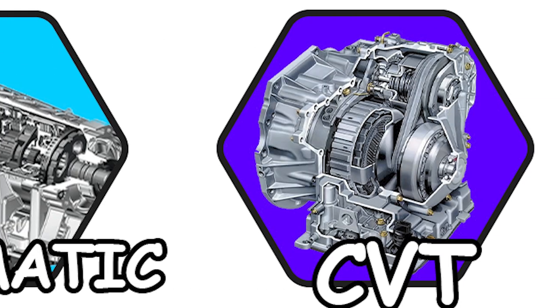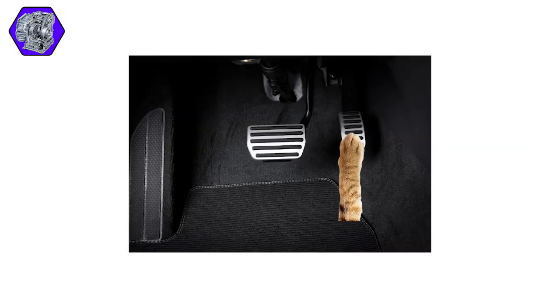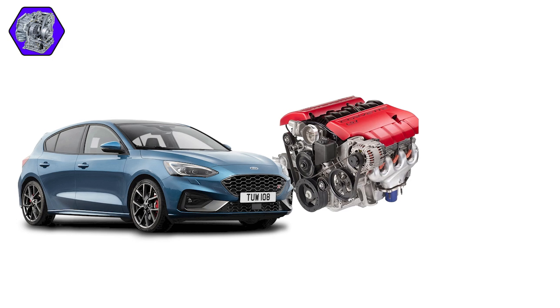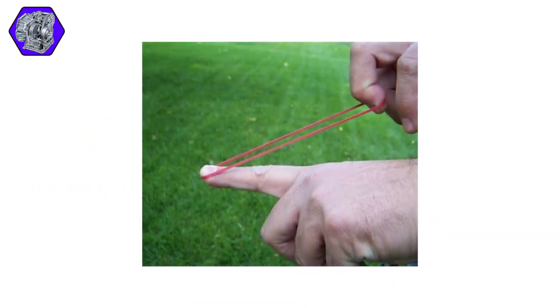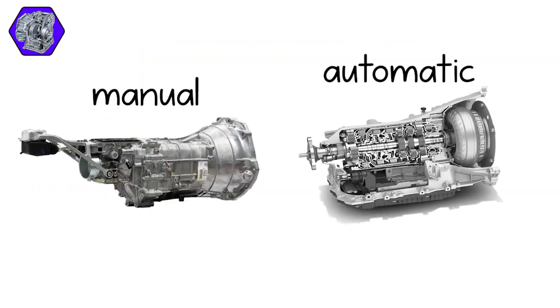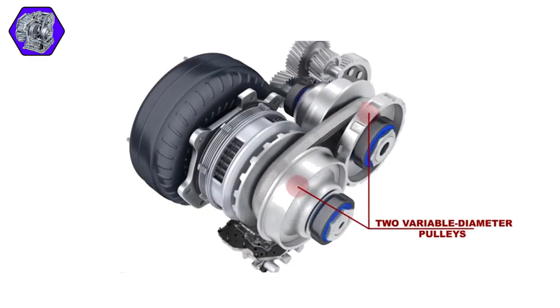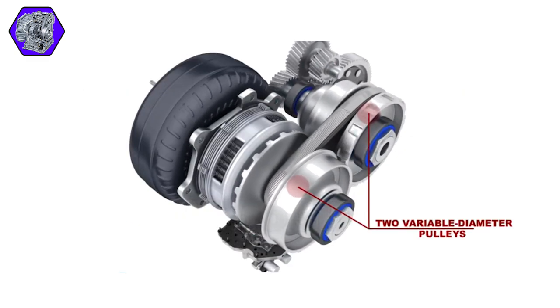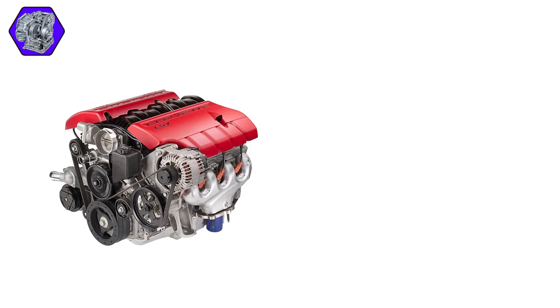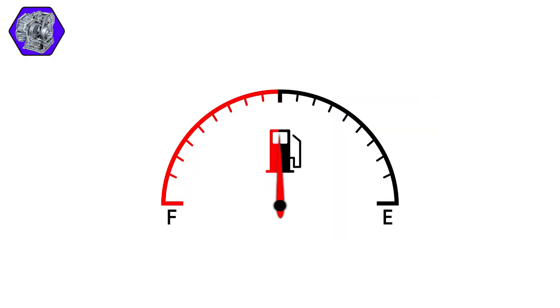Next up, the CVT, continuously variable transmission. If you floored a CVT car and heard the engine rev up while the car caught up, you've felt the rubber band effect. Unlike manuals or automatics with fixed gears, CVTs use pulleys and a steel belt that constantly adjust ratios. This keeps the engine in its sweet spot for fuel efficiency or performance.